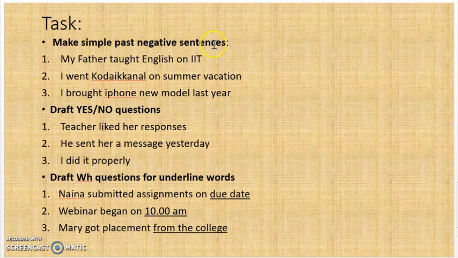Make simple past negative sentences. Please create a negative sentence for this one: my father taught English at IIT. So how to form the negative? We have to put not. First of all, we have to split this taught. What is taught? Taught means did plus teach, the base form of teach. So did plus teach. And when we add not, we have to say, my father did not teach English at IIT. It goes all the same.